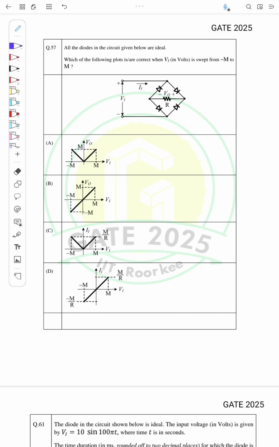Hi all, welcome to the lecture series on solving previous year questions of GATE ECE, and we were solving the questions related to analog circuits. So today we will be solving the questions related to diodes. So this is the first question.